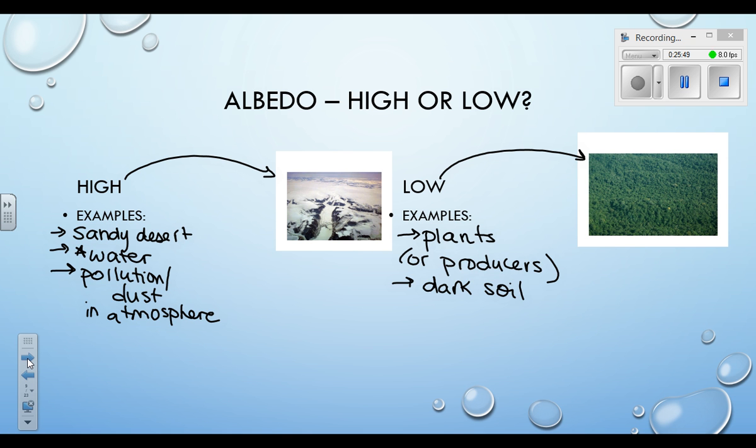Anywhere that's dark in terms of soil color, so not a white sandy beach, but maybe a dark field that's just been plowed, that would be pretty good at absorbing sun as opposed to reflecting it. Does anyone have any questions they want to ask there?